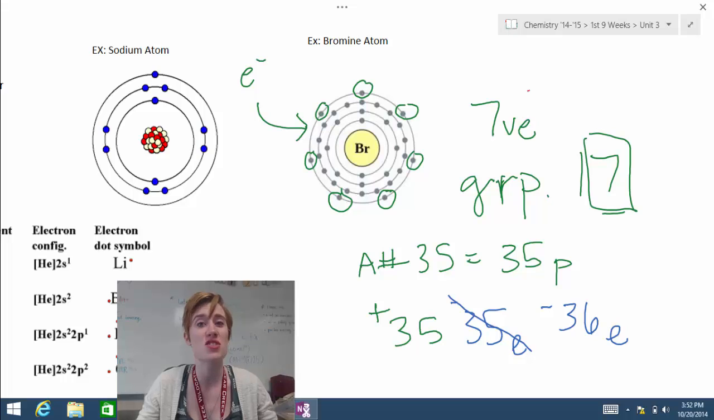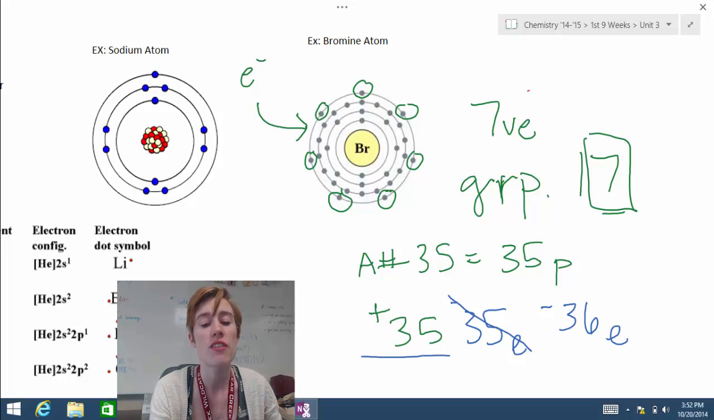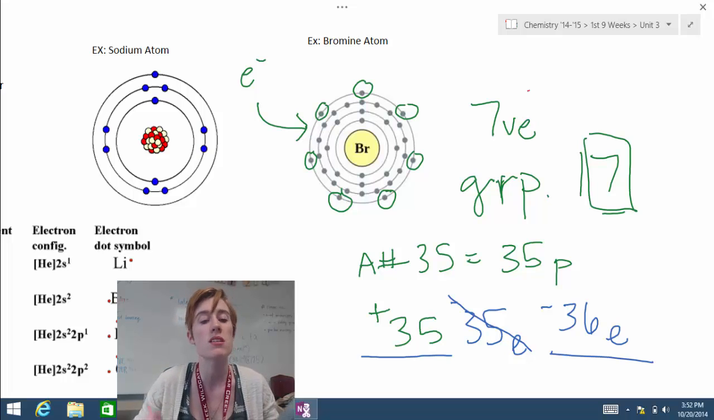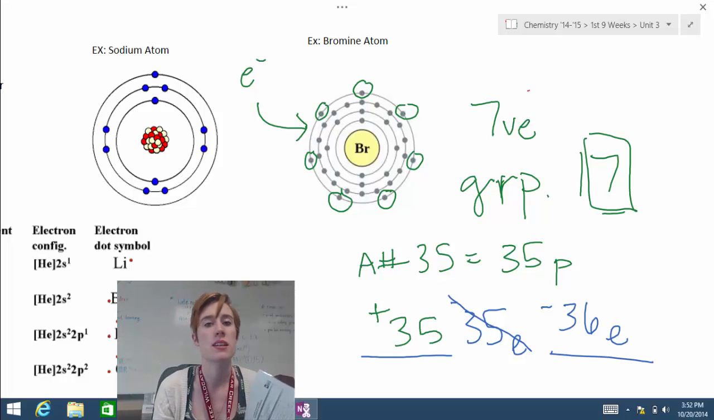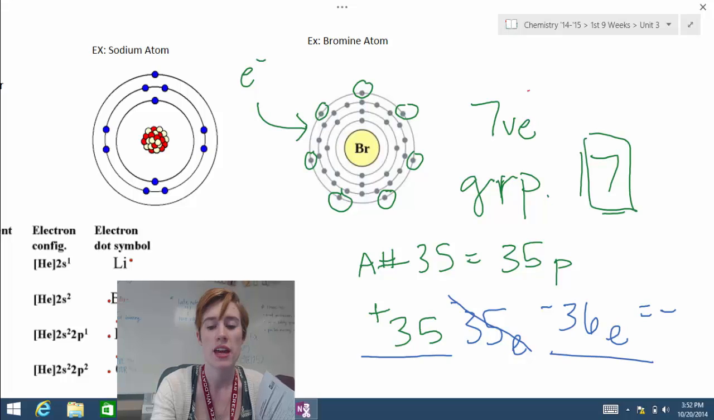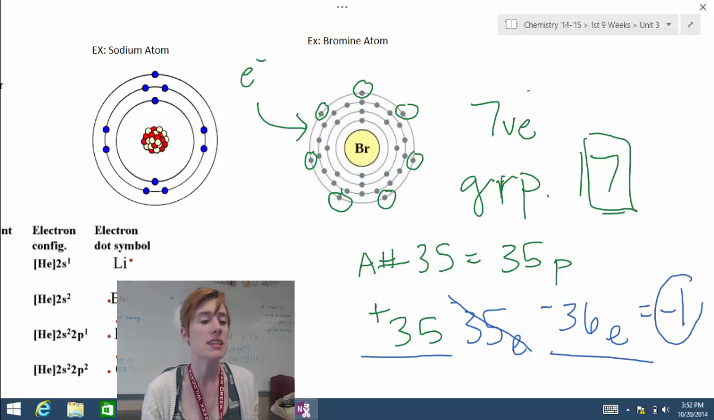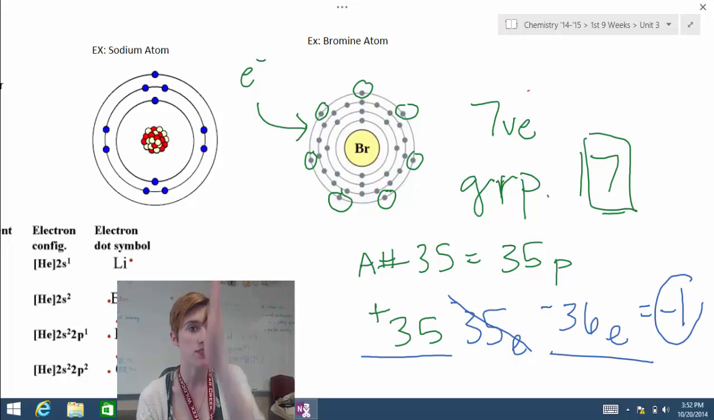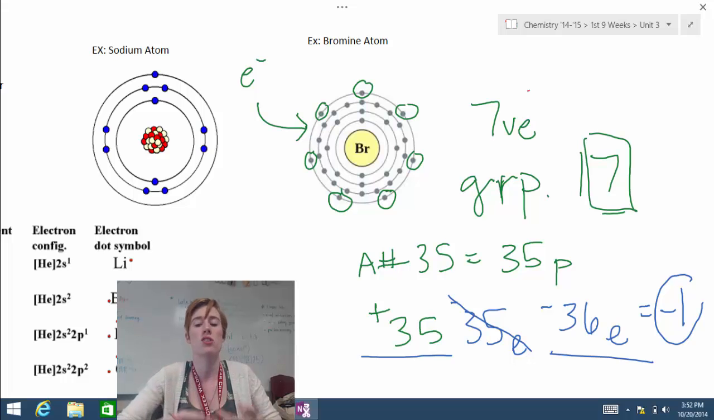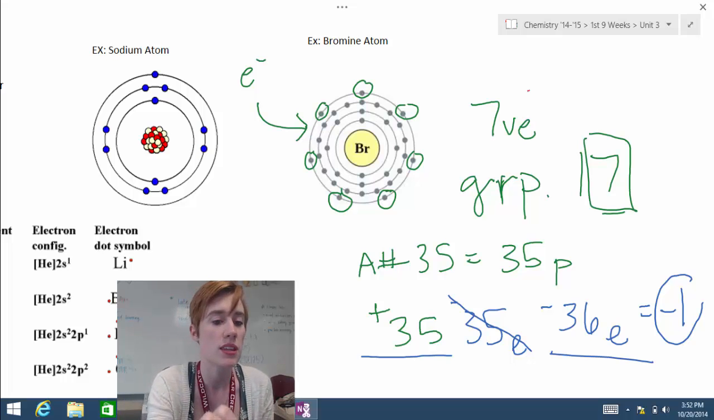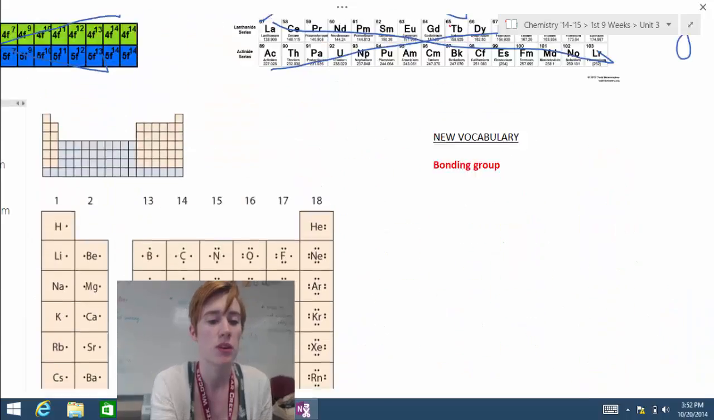So 36 electrons and 35 protons do not equal each other out. So my atom is no longer neutral. If bromine steals an electron to get a full 8, then it's now negative. So it has a charge of -1. Okay? Anything in group 17, they all have 7 valence electrons. They all really want one more. So when they gain that other electron, when they steal it, they're actually stealing another negative charge, so they become -1. So anything, let me take us back up to our periodic table.